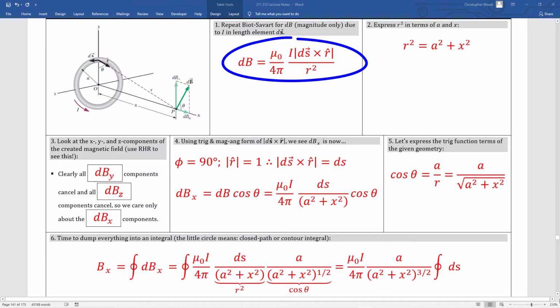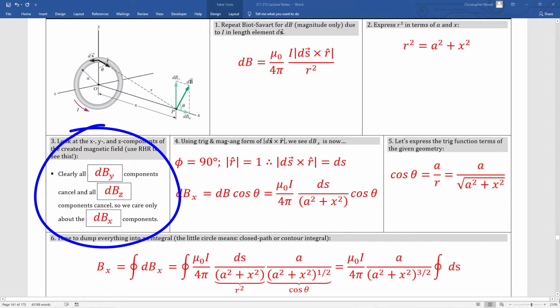We start with the Biot-Savart Law for an individual current element. Carefully scrutinize boxes 1 through 6. In box 3, again, make sure you agree that all of the Y and all of the Z magnetic field components cancel, leaving only the X component. Boxes 4, 5, and 6 employ a lot of trigonometry, geometry, cross product rules, and integral calculus. Lots of stuff to study here.